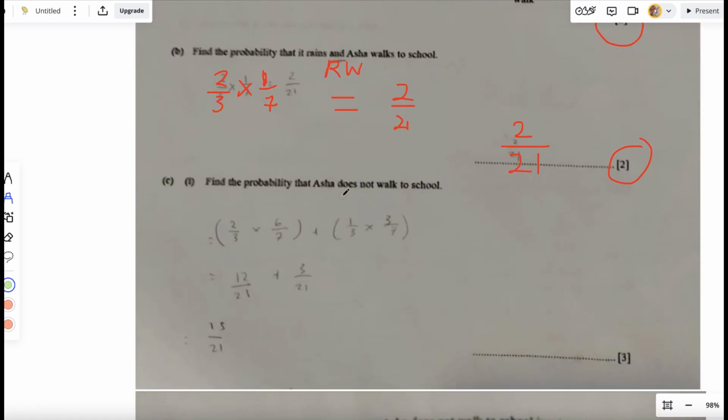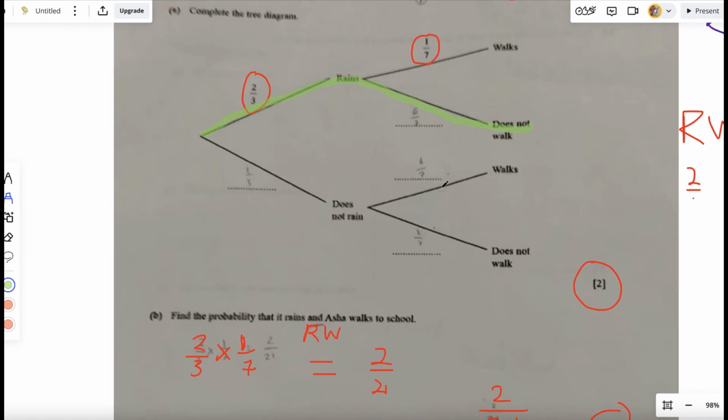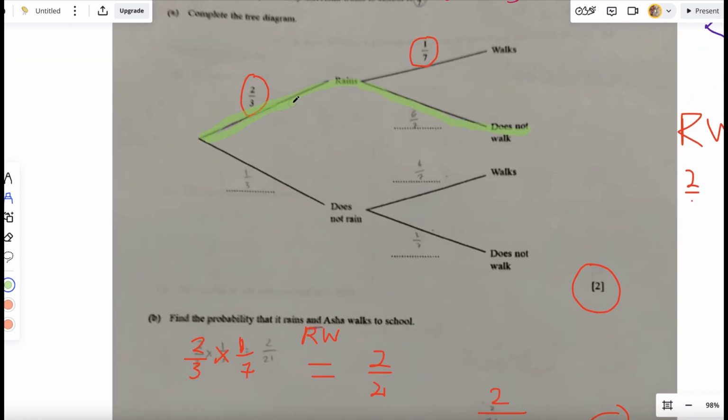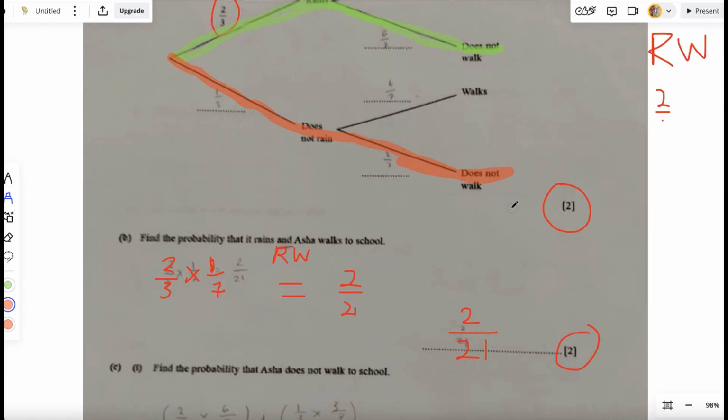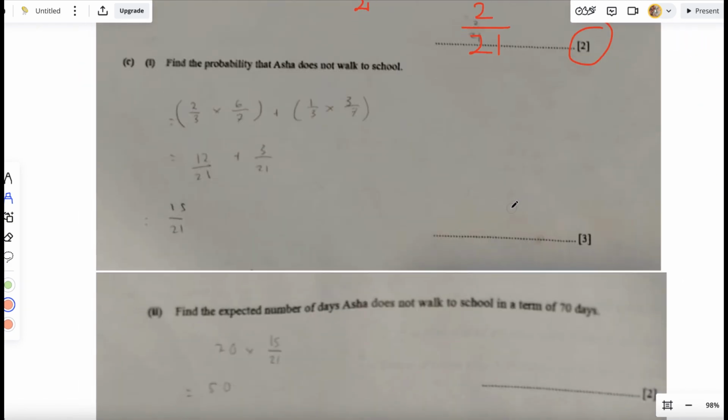Because they say find the probability that Aisha does not walk to school, there are 2 options. When it rained, Aisha does not walk to school. And another option, where she does not walk to school when it doesn't rain. The second option: when it doesn't rain, Aisha also doesn't walk to school. So there are these 2 options. We're going to do this times this plus this times this. So we have 2 branches to use: rain, no walk to school, and then no rain, no walk to school.